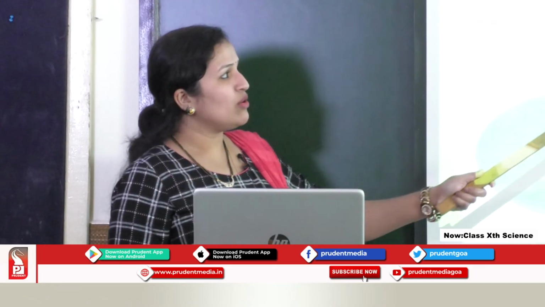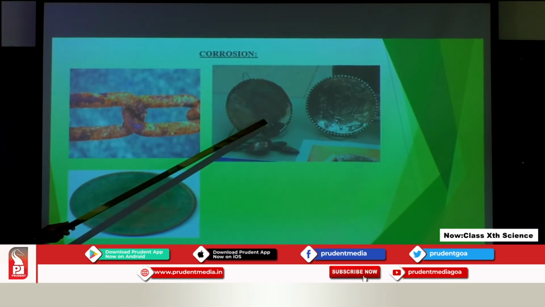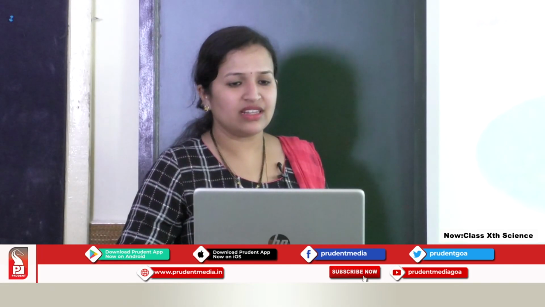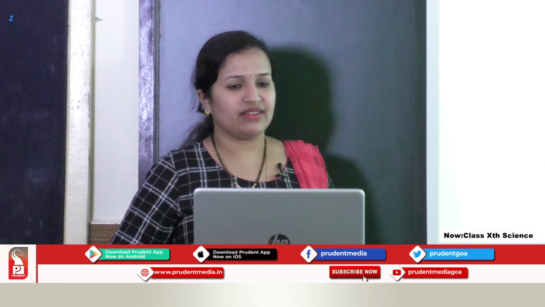But when it gets corroded the color turns to black. So, here the silver article is getting corroded. In this example we can see a copper plate, we can see a deposition of green layer. That green layer is nothing but a rust or a corrosion which is occurring in the case of copper. Okay, so, these are the problems which are faced by few metals.